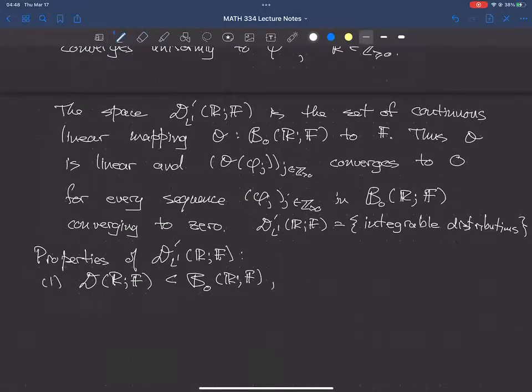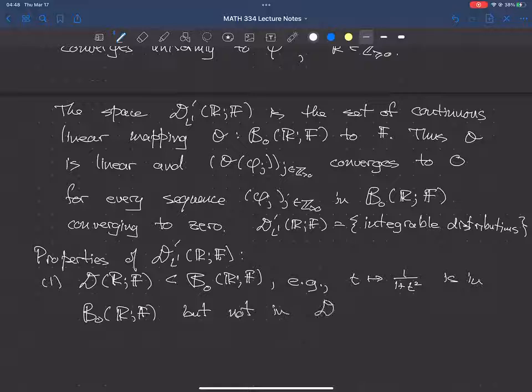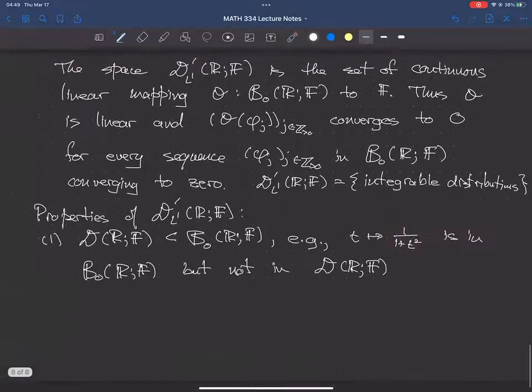And as an example of something which is in B0 but not in D, this signal is in B0, but not in D. Okay, so you can check that this is infinitely differentiable. All derivatives exist and are continuous, and also all derivatives go to 0 at infinity.